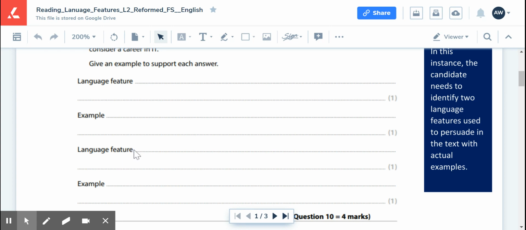And then you do the same. Here you need to give a different language feature from the text. So if you've chosen direct address here, then here you could maybe choose emotive language, and again give a clear example from the text to illustrate that.